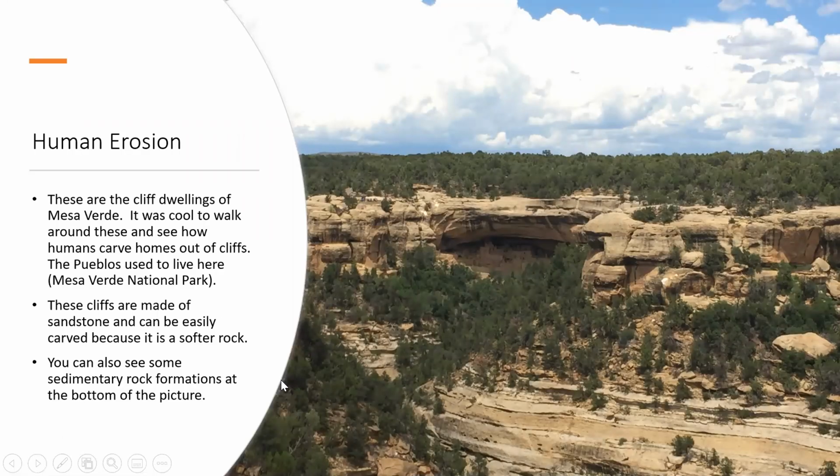This is a picture of human erosion. These are the cliff dwellings of Mesa Verde. The Pueblos used to live here. It was cool to walk around and see how humans carved out their homes. And these cliffs are made of sandstone, so they can be easily carved out because it's softer rock. Toward the bottom of the picture, you can also see sedimentary rock formations, as the different layers of rock are different colors and they've been compressed together over time.